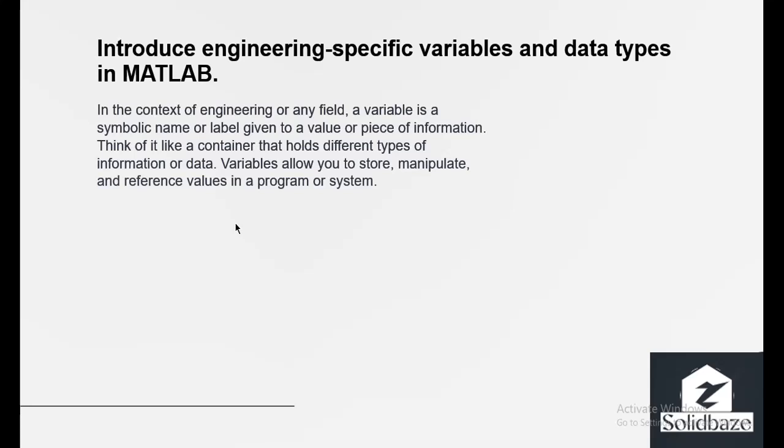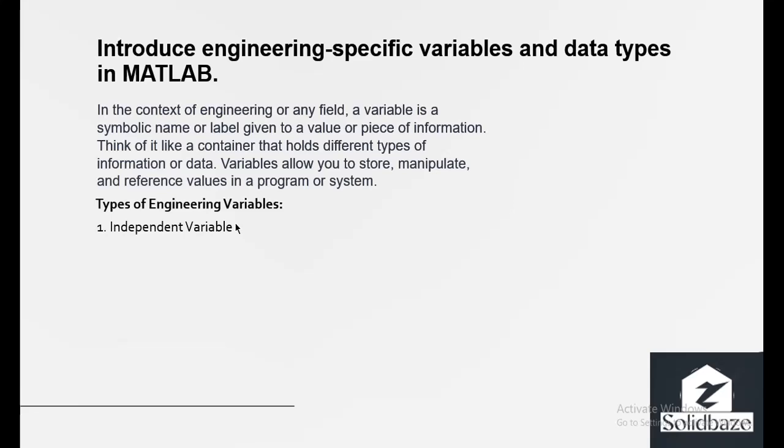But in engineering, there are types of variables which I would like us to quickly look at. So, looking at the types of engineering variables, we have what we call the independent variable.